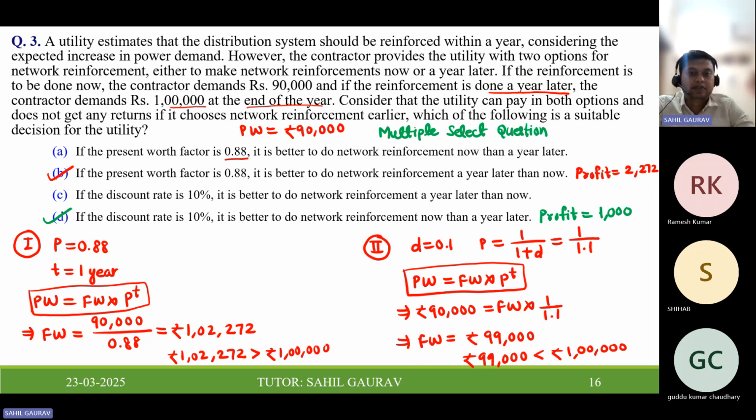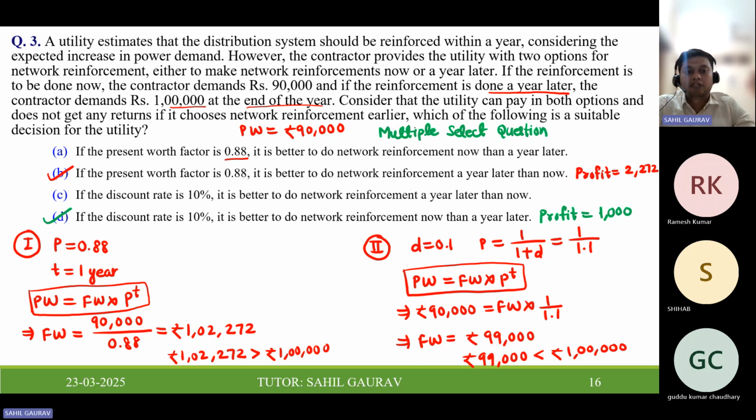So in this question, you have to understand based on the value of money at a later period of time or present period of time. You can solve by present value. I have solved using future worth. You can solve by present worth also. Future worth is a little bit easier for me. If I give him 90,000 right now, then after 1 year, at the given rate, this amount will be equivalent to 1,02,272. So it is greater than 1 lakh.